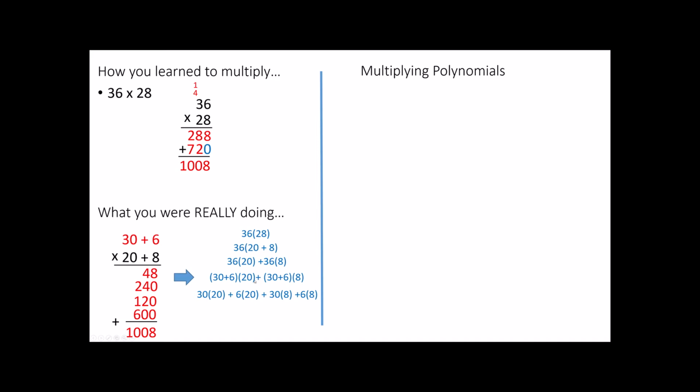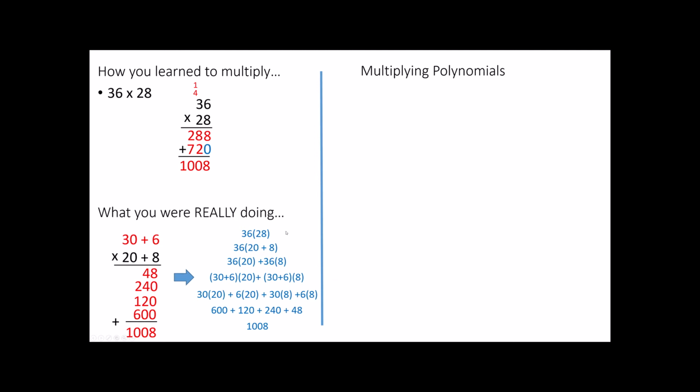I have 20 of this group. That's 20 of everything in the group. That's 20 30s and 20 6s. Same thing over here. If I split that 36 into 30 and 6, that means I have 8 groups of 30 and 6. That's 8 30s and 8 6s. And I can multiply those together. 30 times 20 is 600, 6 times 20 is 120, 30 times 8 is 240, 6 times 8 is 48, which adds up to be the same thing as the other two methods.